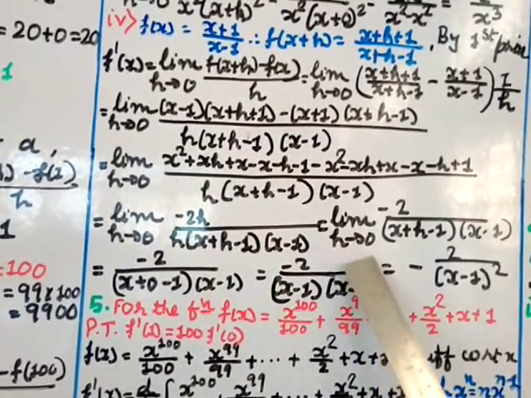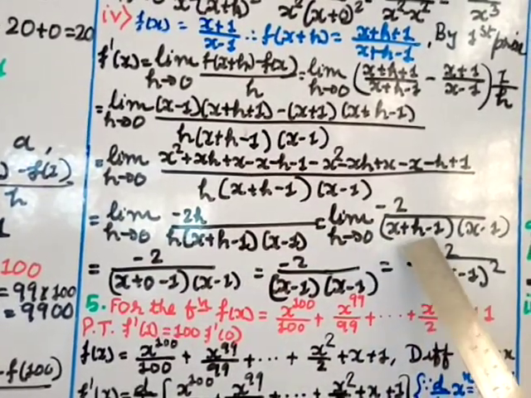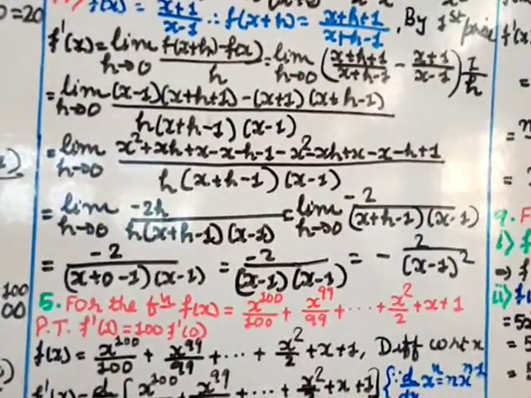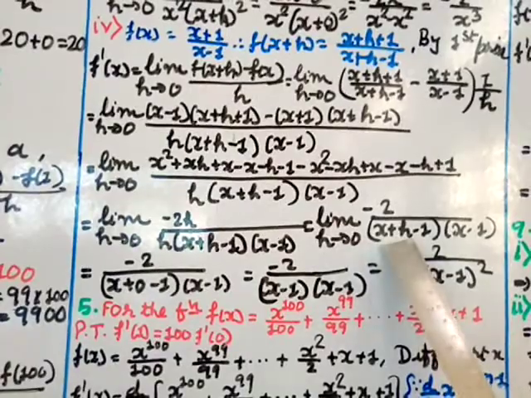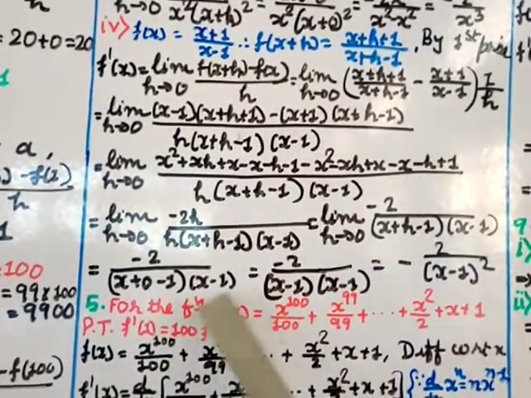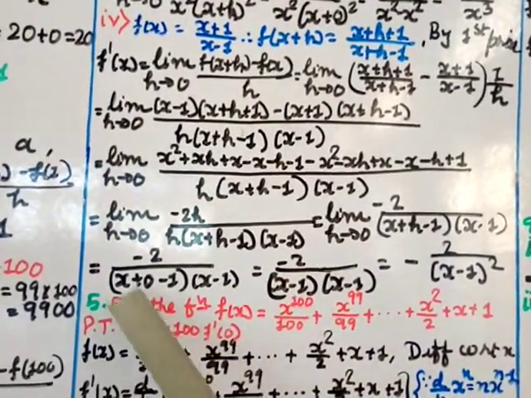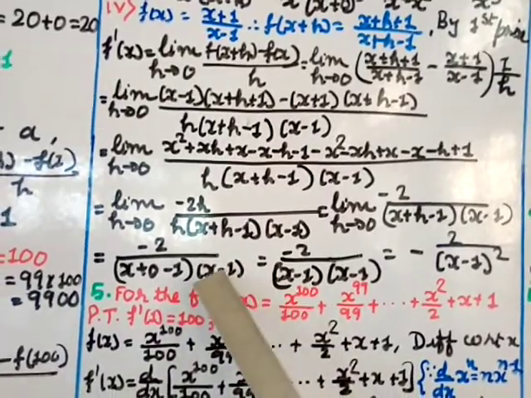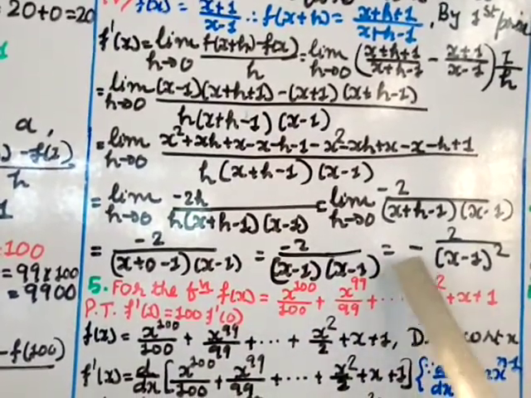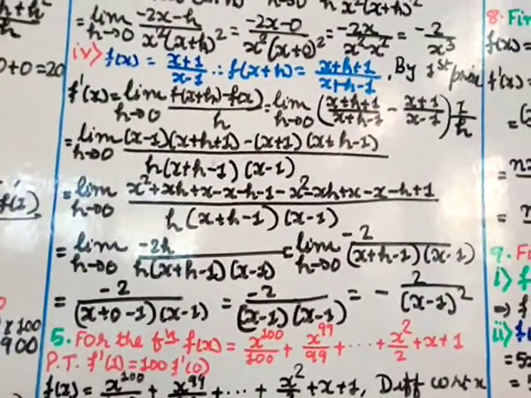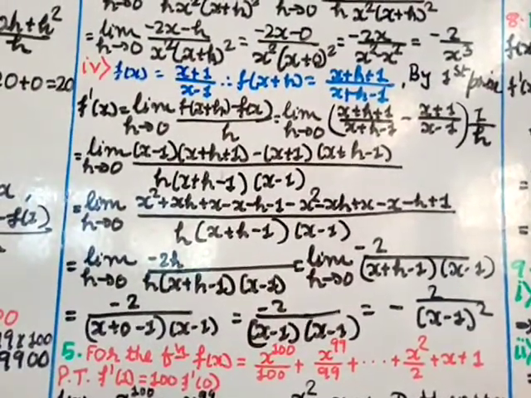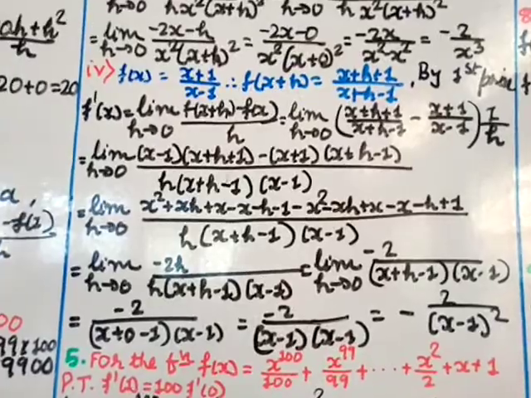so you get limit h tends to 0, minus 2 divided by x plus h minus 1 into x minus 1. Apply the limit, so you get minus 2 by x plus, here h value is 0, minus 1, x minus 1 as it is, equal to minus 2 by x minus 1 into x minus 1. So we can write this as minus 2 divided by x minus 1 whole square. So that is the solution for question number 4, Roman number 4.